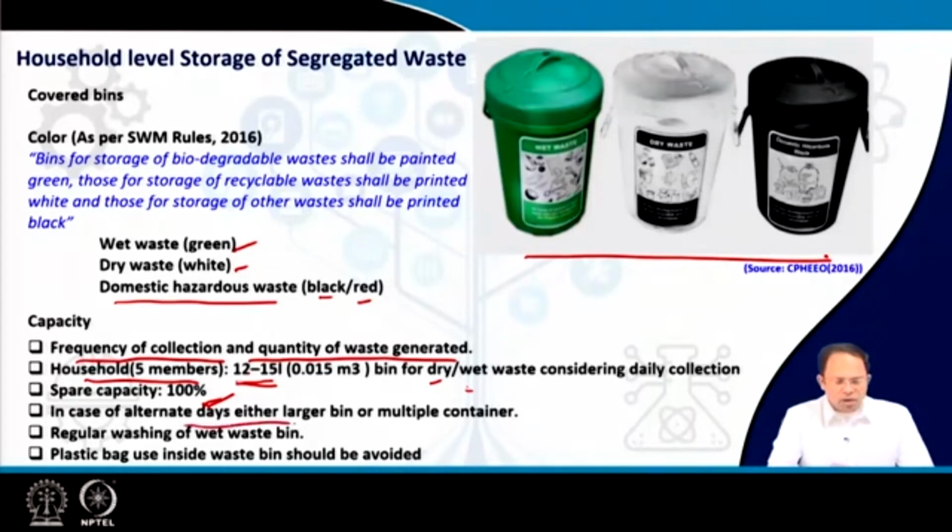In case of alternate days, that is, if the frequency of collection is every other day, either I can go for a larger bin or we can go for multiple containers. That means I can have a large container for green waste which holds twice the capacity, or two containers of the same capacity of 12 to 15 liters. That can also be done for the dry waste as well. And there should be regular washing of the wet waste bin.